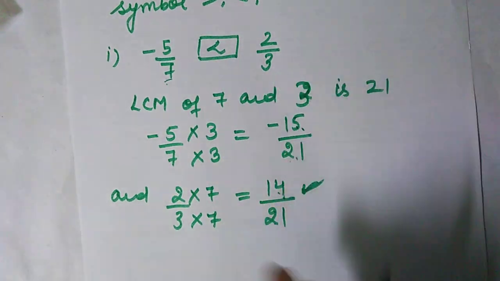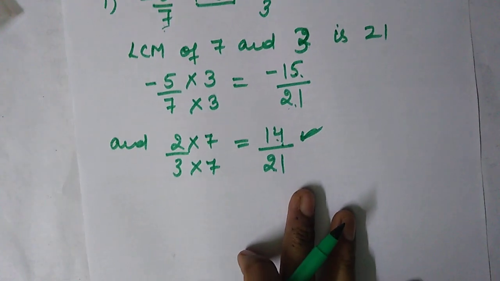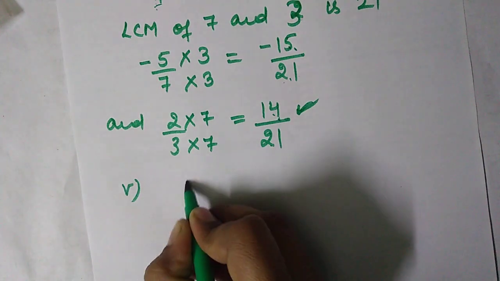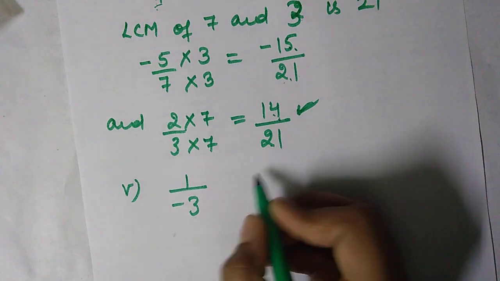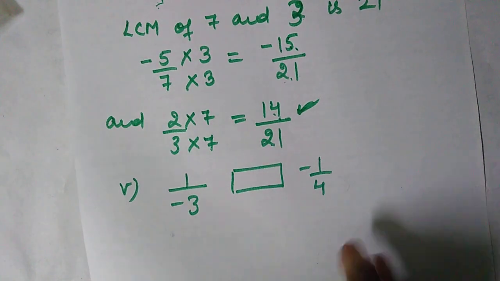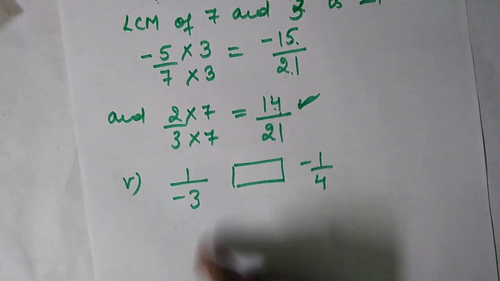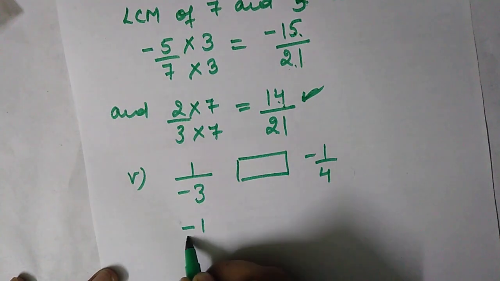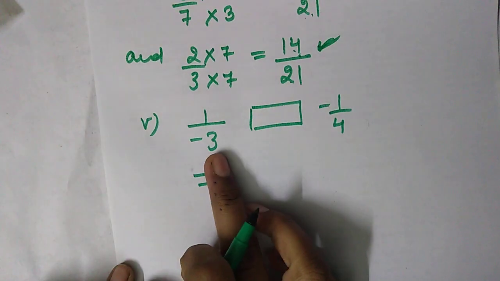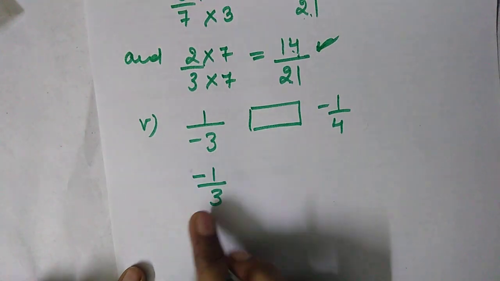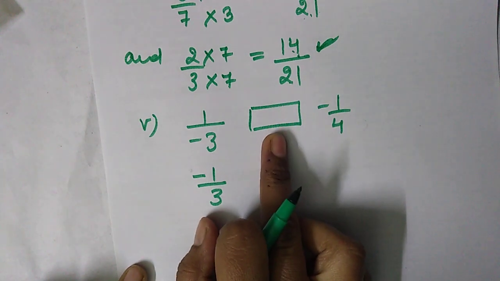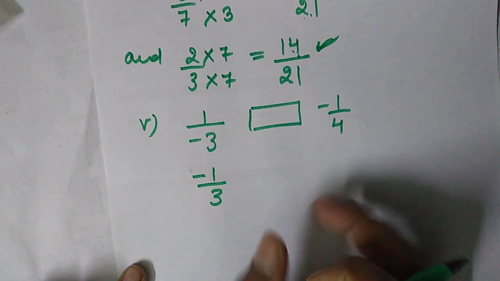Okay. One more example I am explaining, that is part 5. This is 1 over minus 3. You have to tell which one is greater. Now listen to one thing. 1 over minus 3 is the same as minus 1 over 3. Whenever you have a negative in the denominator, you can simply write it in the numerator, as I have explained in the previous topic, that is how to write in standard form. Okay.